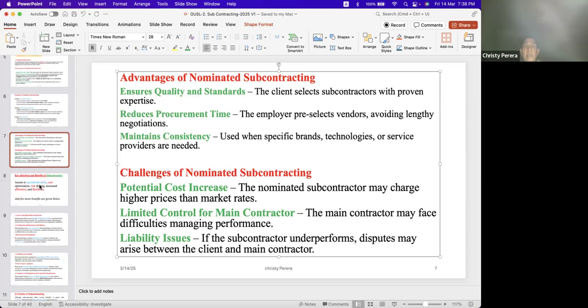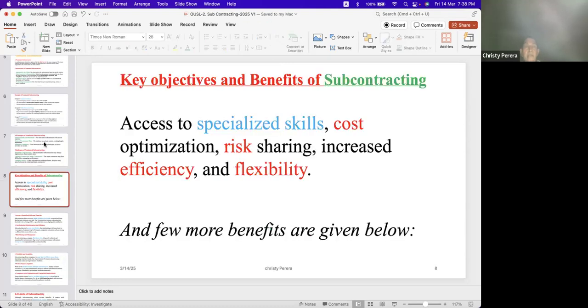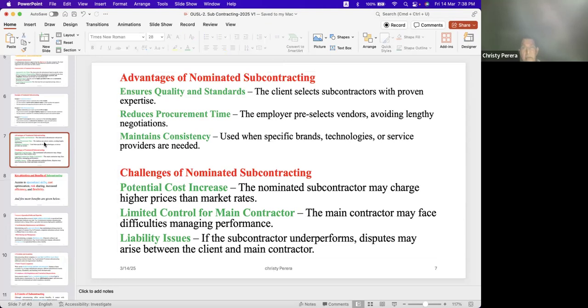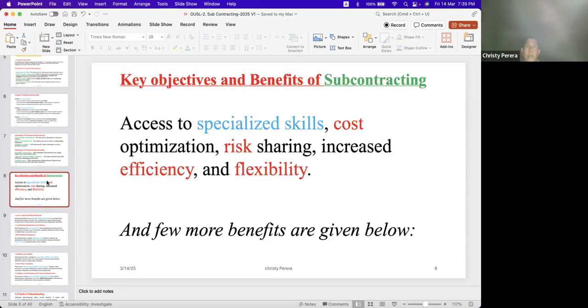Right. Those are the nominated subcontracting issues and details. Now we will come to our main area, subcontracting. Nominated subcontracting is one area. Now we are coming to our main area of subcontracting. Key objectives and benefits of subcontracting. Mainly, I will explain in brief.